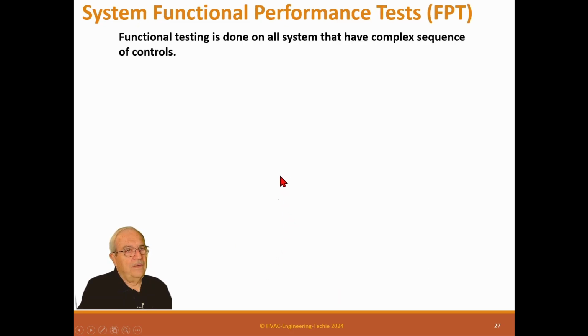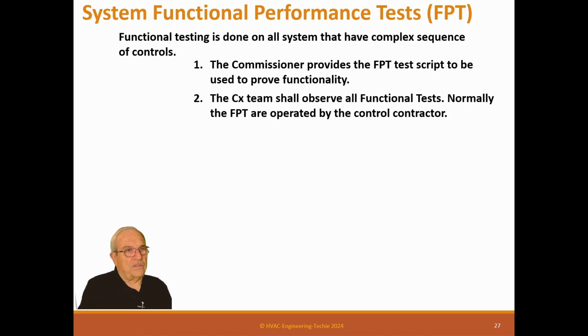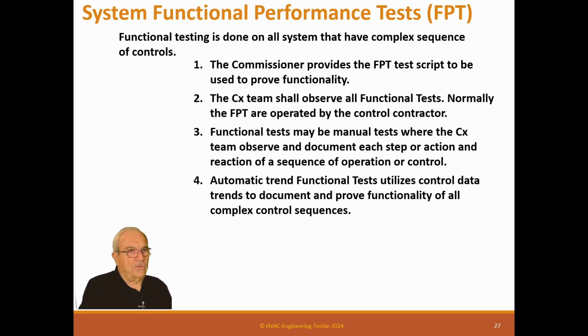Functional testing is done on all systems that have complex sequences of control. The commissioner provides the functional test script to be used to prove functionality. The CX team shall observe all functionality tests. Normally the functional tests are operated by the control contractor. Functional tests may be manned tests, manual tests where the CX team observes and documents each step or action and reaction of a sequence of operation or control.